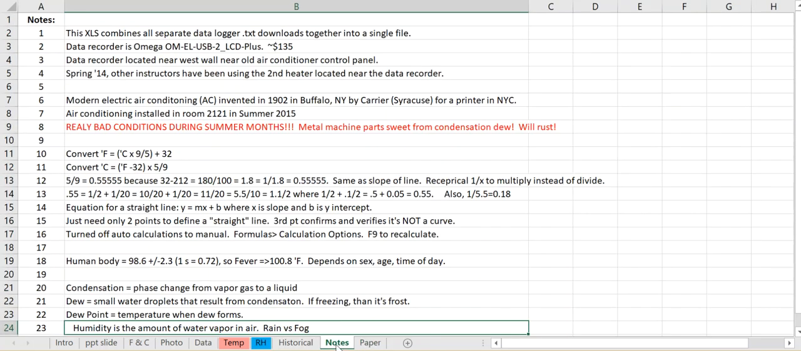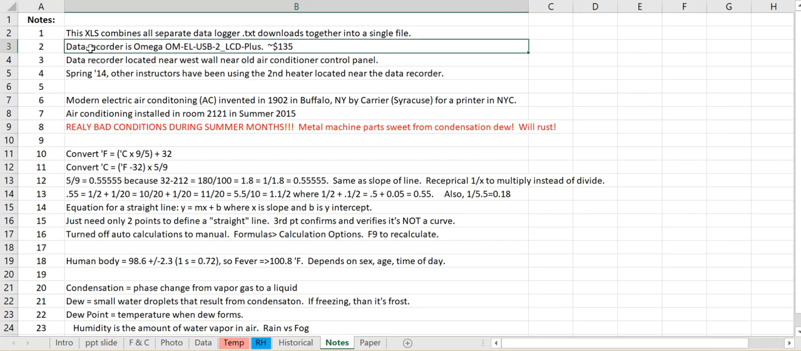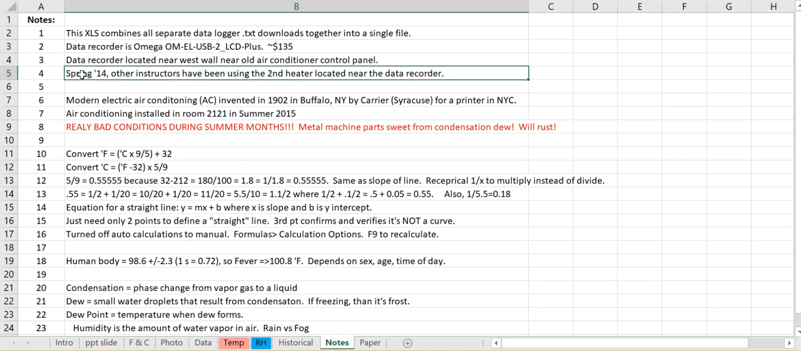So let me just have a few highlights here. This was the actual data recorder. It cost me $135. One of the reasons why the temperature may be fluctuating is because we had 3 different instructors that may have a personal preference or bias for how they want the temperature set.